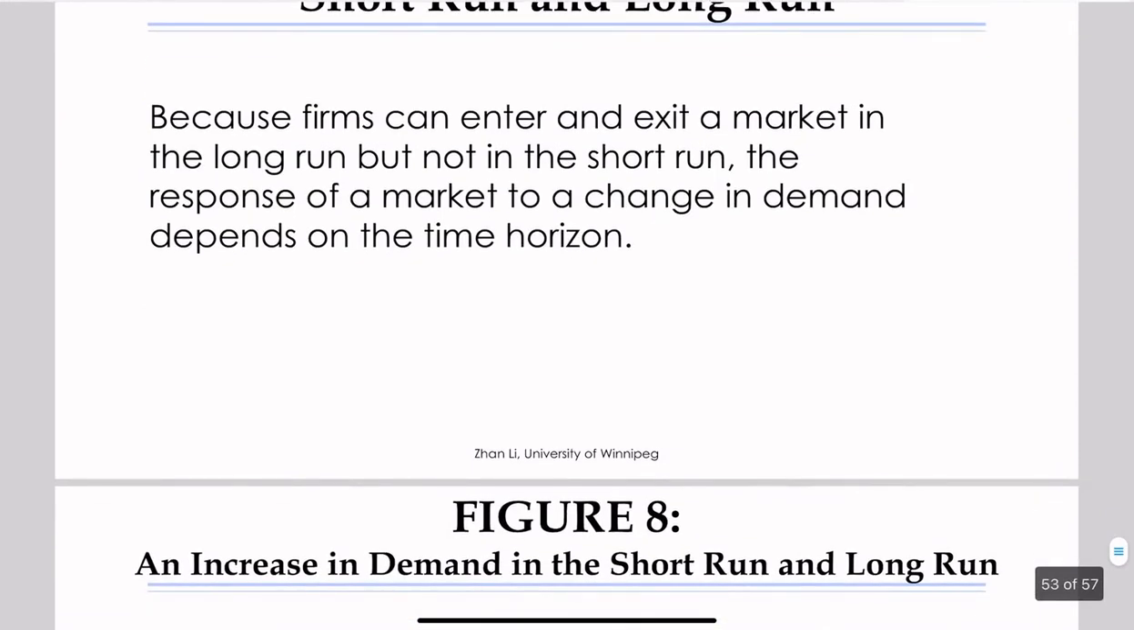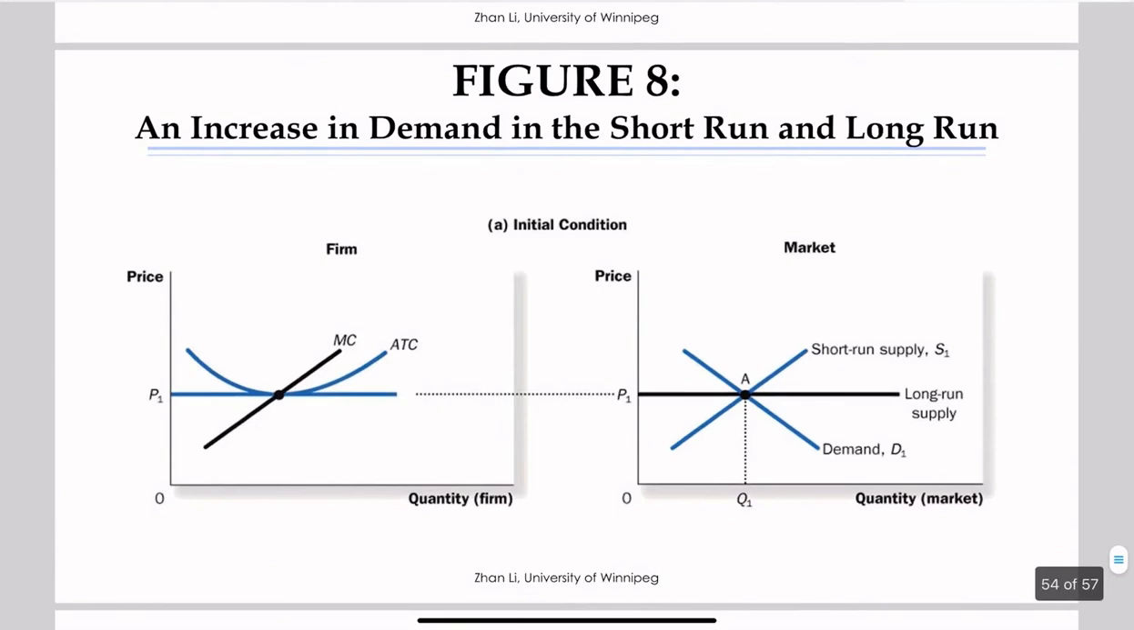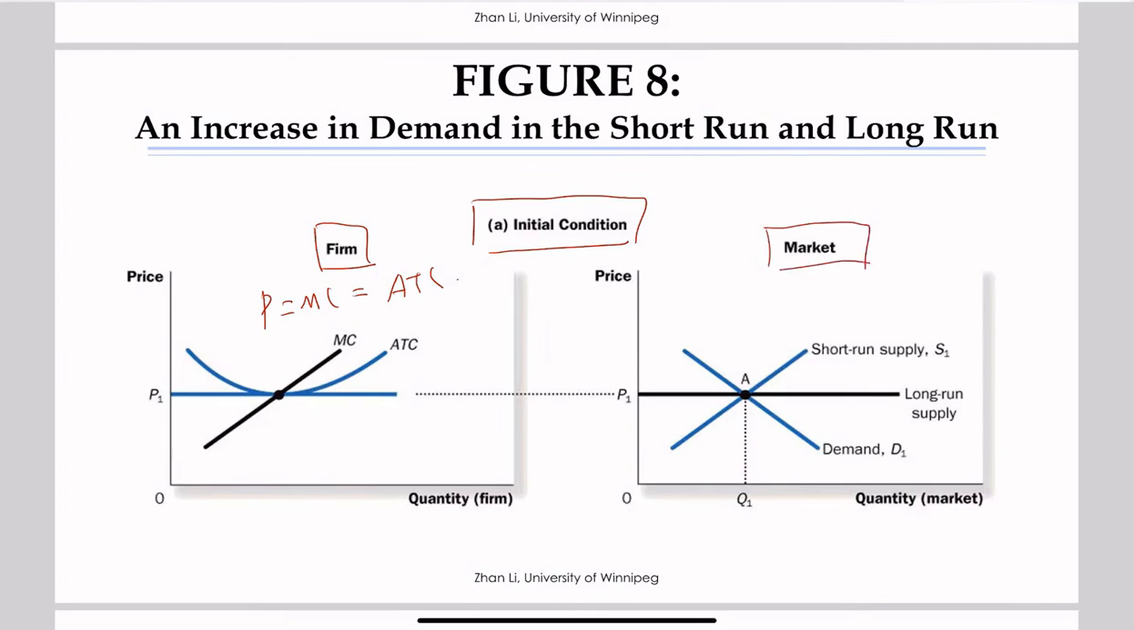Okay, as I said, I will show you several pictures which show you how entry and exit in the long run will give us a horizontal supply curve. So let's see how this works. So first, let's say the market is in equilibrium. That is, if you look at this left-hand side, we're looking at a competitive firm. So you can see that it satisfies price equals marginal cost equals average total cost. So this firm is earning zero economic profit. And on this right-hand side, we're looking at the market supply curve and market demand curve.